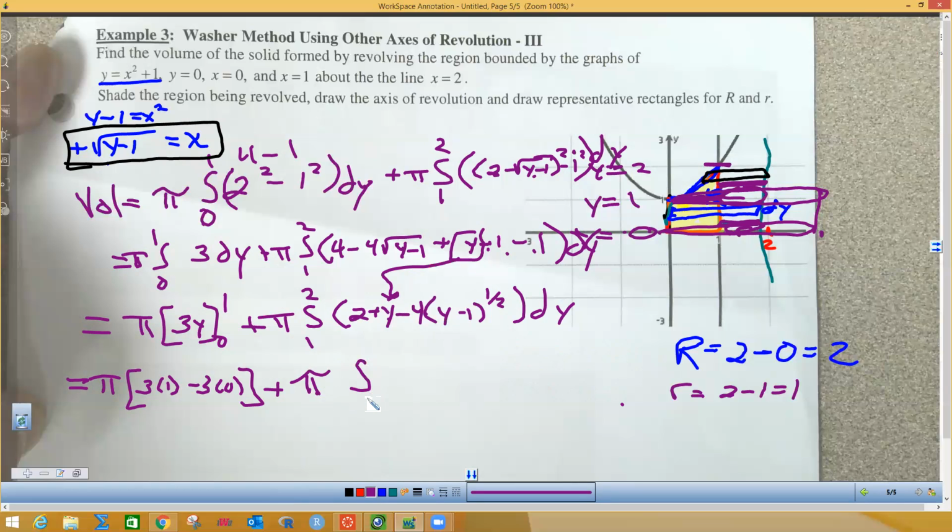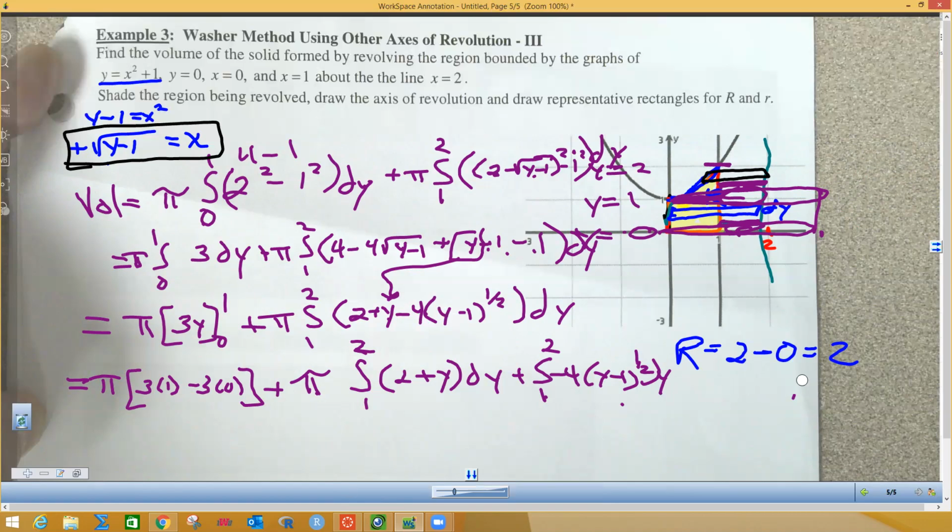Okay, and then I've got the integral, and I'm going to write this. I'm just going to leave this part 2 plus y, because we can do the integral of this part pretty easily. And then I got plus, and I still got pi in front of this part from 1 to 2. Oops, actually. I'm going to take this, that will be what I just put in plus the integral of 1 to 2, negative 4, y minus 1 to the 1/2 y. Now, the reason I'm doing this is because on this part right here, I got to do u substitution.